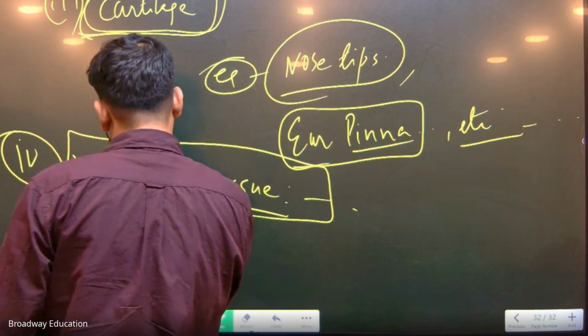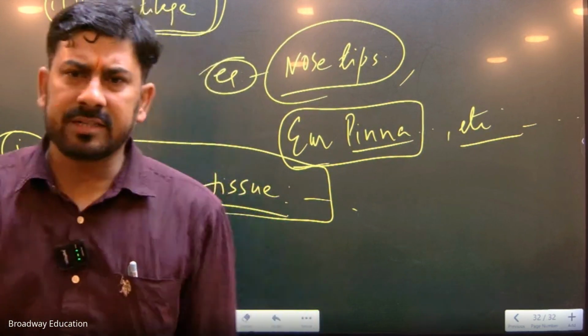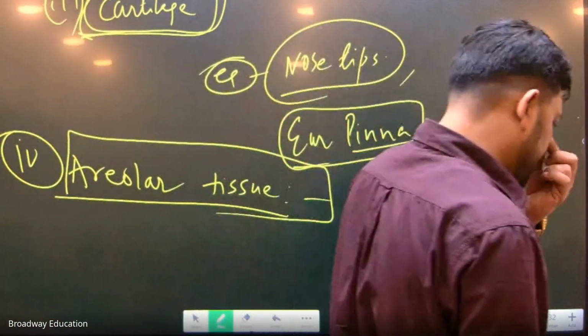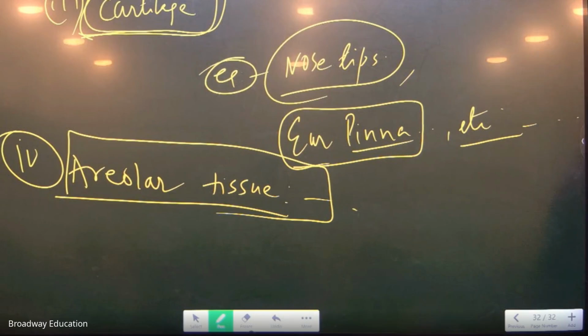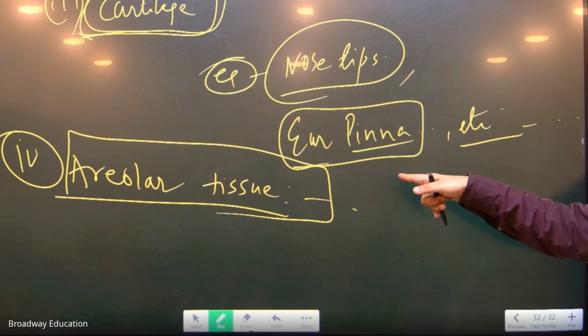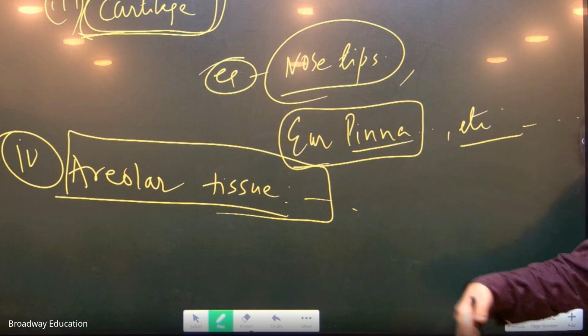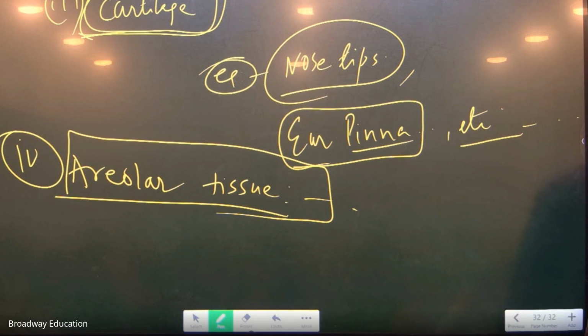Areolar tissues. In the plants, we had parenchyma. You remember that? Which makes the plant afloat. Similarly, in the human beings or in the animals, we have areolar tissues.